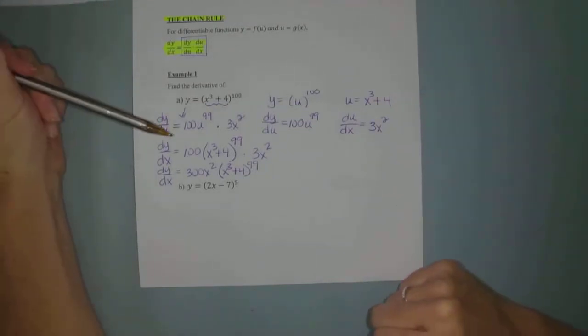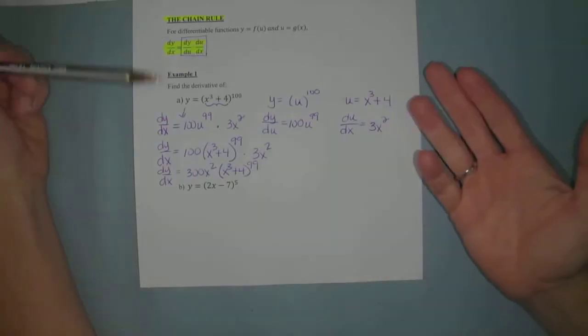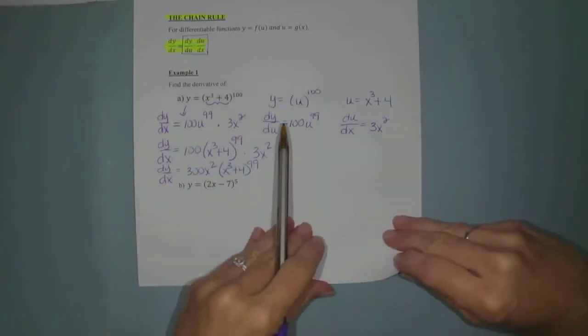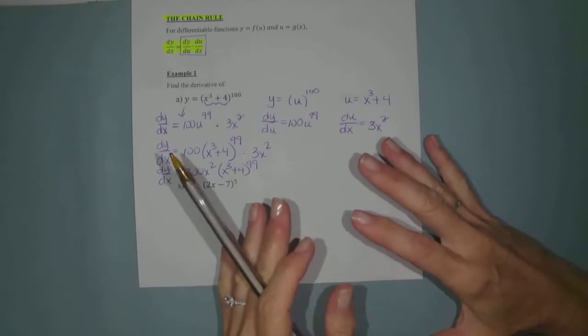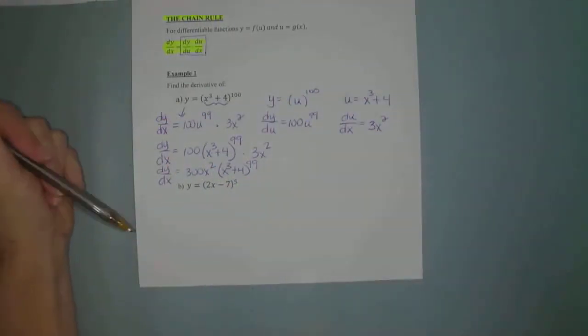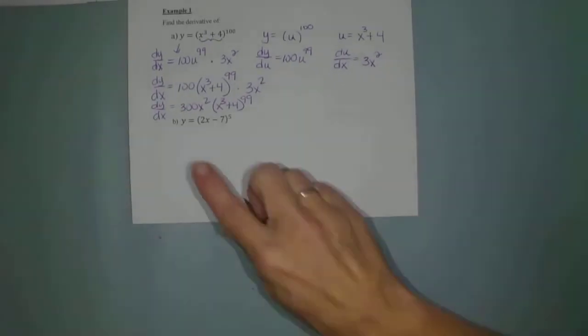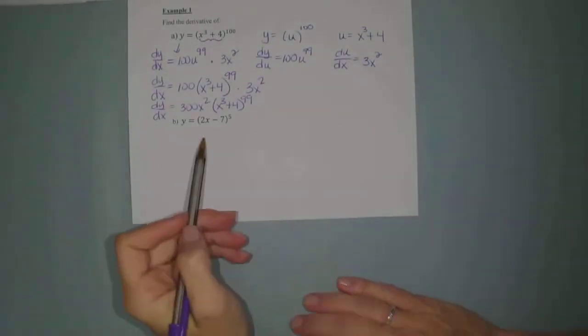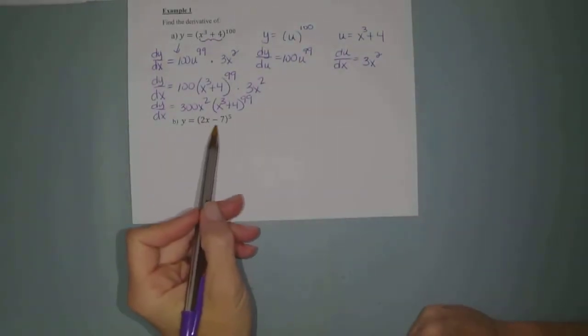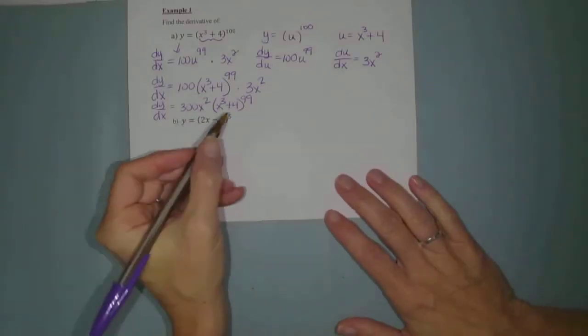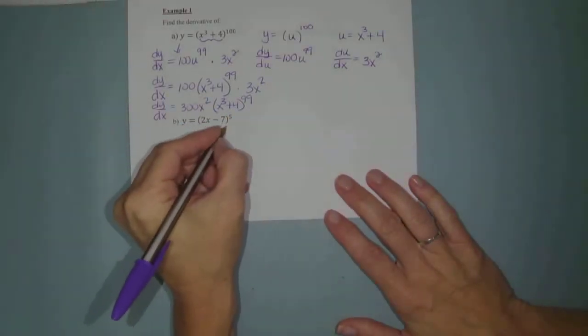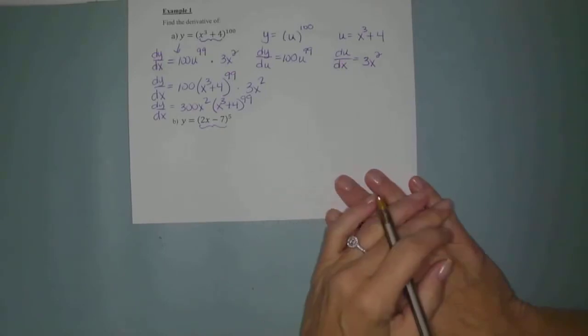Something that students have liked over time that I've said about the chain rule will come up a little bit later, like a little bit of a shortcut to this. But for example A and example B, we're going to go ahead and just use the official chain rule. So let's look at letter B. It says y equals the quantity 2x minus 7 to the fifth. And again, what signals chain is that this is a quantity, not just an x.